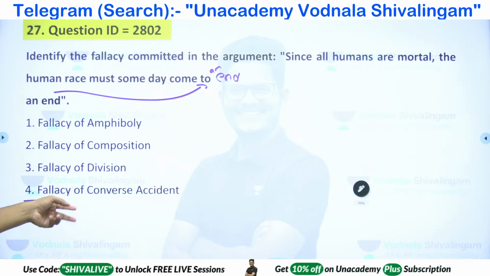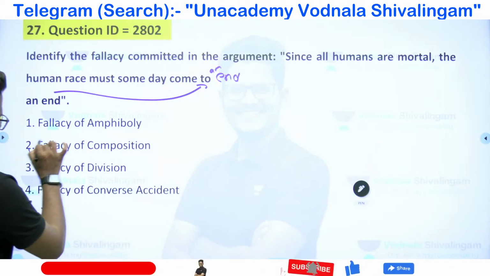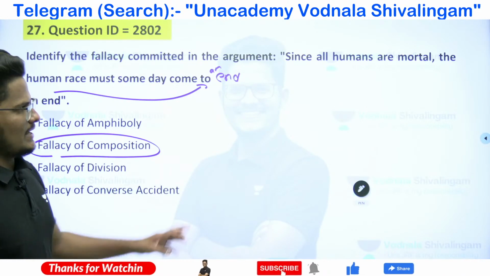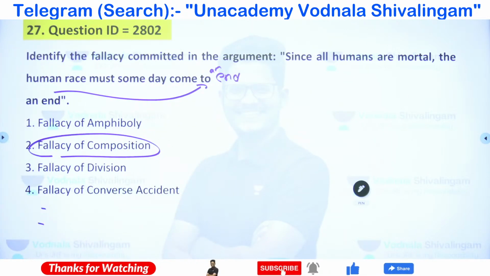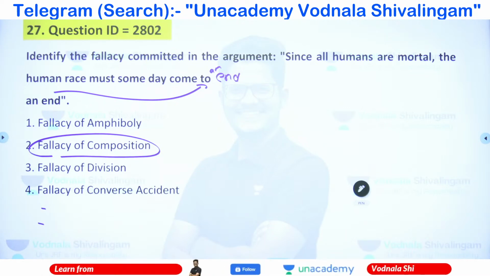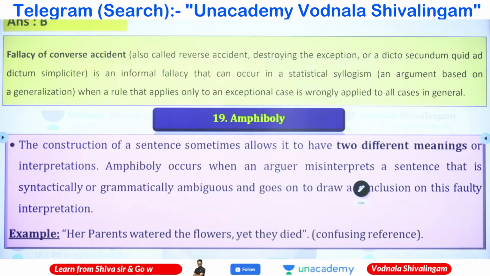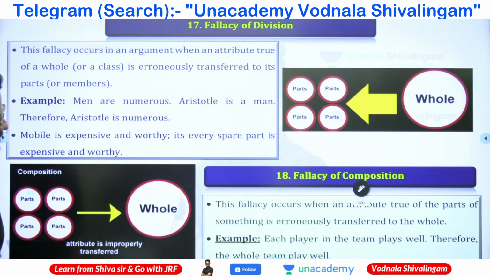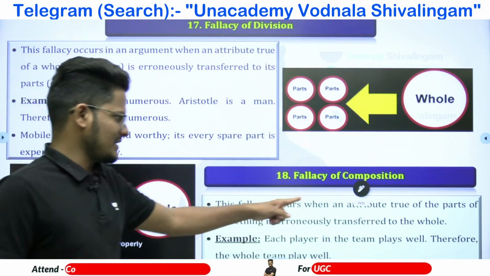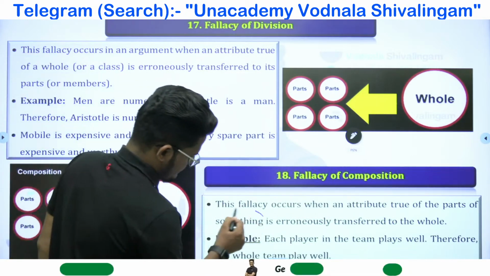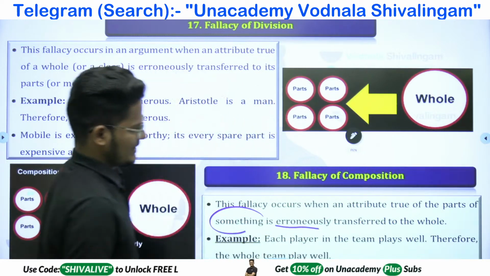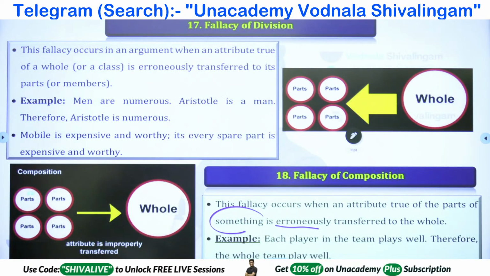So the answer for this question is option B, that is fallacy of composition. They are asking about: since all humans are mortal, the human race must someday come to an end. They are talking about composition. On what basis is this a composition? First let me explain the fallacy of composition. This fallacy occurs when an attribute true of parts of something is erroneously transferred to the whole.